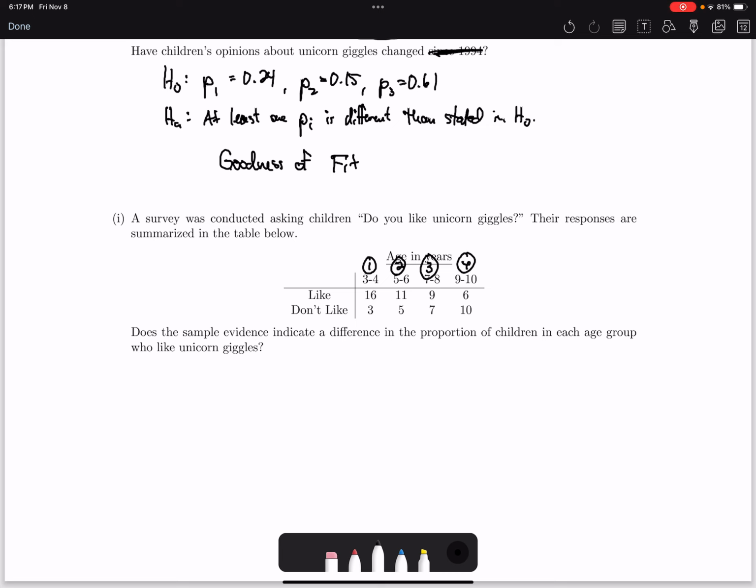The null hypothesis would be that, yeah, age has no relationship to whether or not you like unicorn giggles. The proportions in these four groups are all going to be the same, right? That's the null hypothesis. P1 is the same as P2, is the same as P3, is the same as P4. The alternative is that at least one proportion is different. Right? And in this case, we mean different, like different from the others.